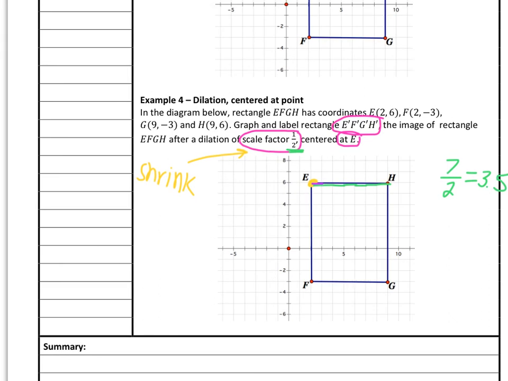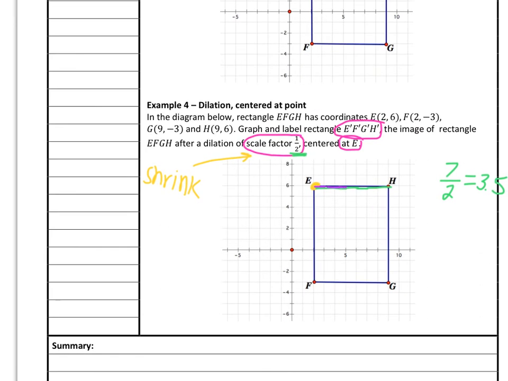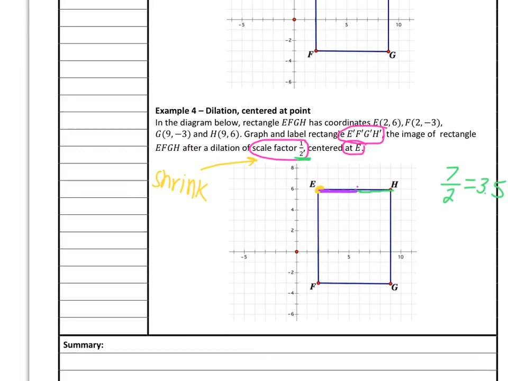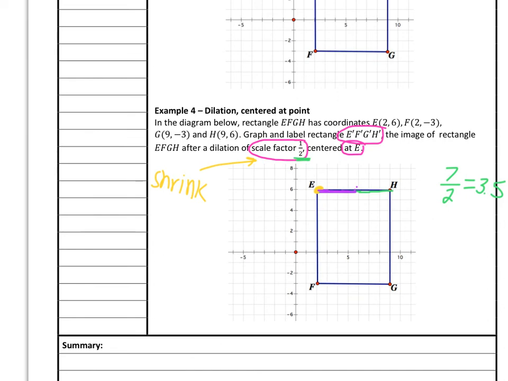1, 2, 3.5. I don't know what's going on, I apologize, guys. Come on, let me put a purple dot there. So that's going to be my distance right there. Hold on. Okay, hopefully I fixed it. So that's going to be my H prime.